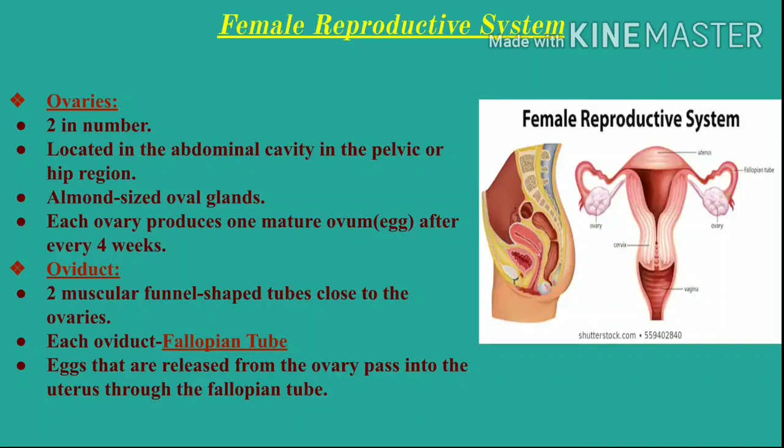Each oviduct is also known as the fallopian tube. Eggs that are released from the ovaries pass into the uterus through the fallopian tube. There is given the female part of the reproductive system. So this female part of the reproductive system also you have to prepare in a proper way.